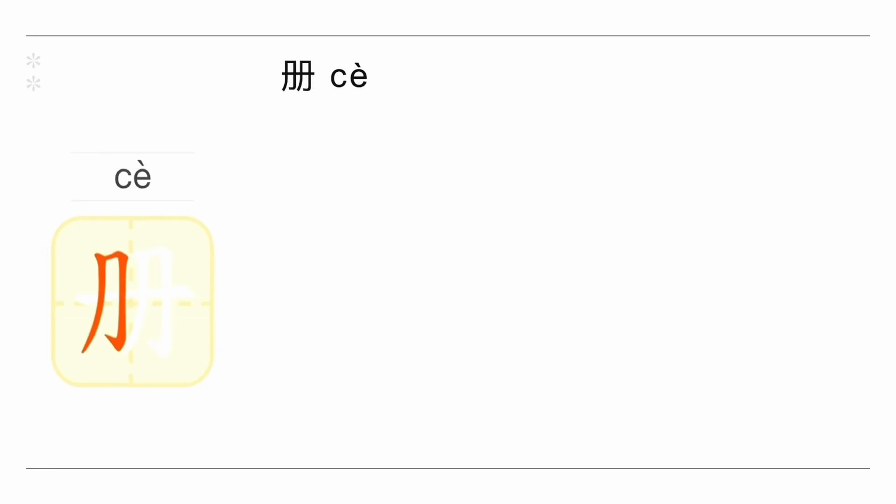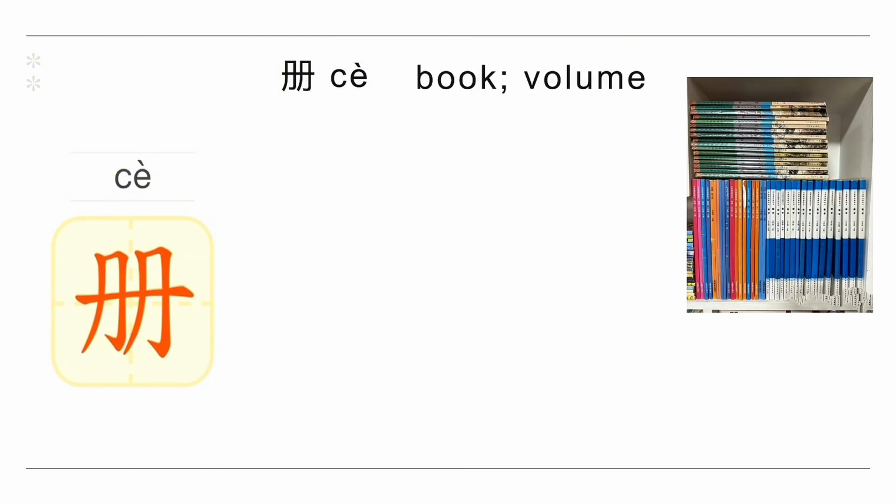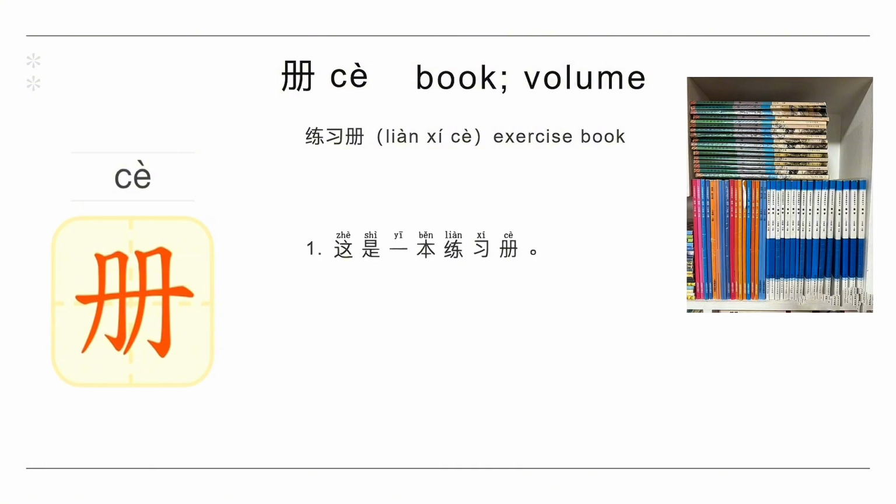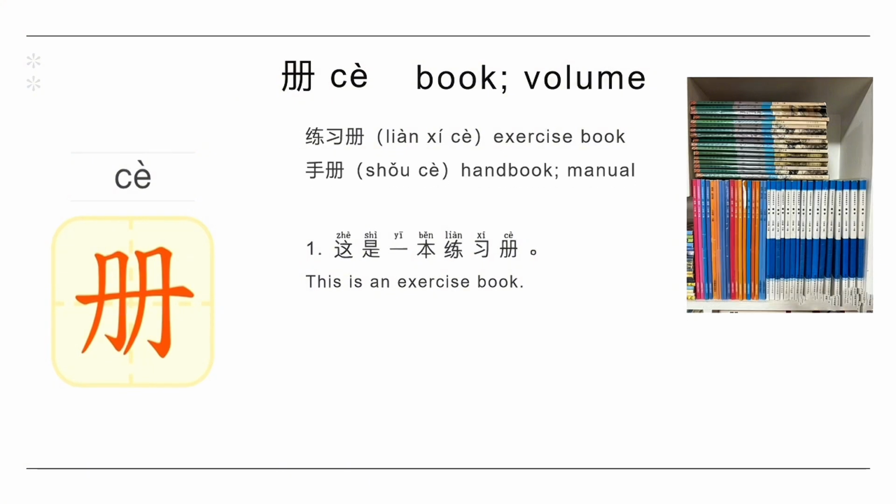This character is 册, fourth tone. It's usually used for rather thin books or booklets, manuals, etc. For example, exercise book, 练习册. 练习 exercise, 册 book. 这是一本练习册. This is an exercise book. Handbook, manual, 手册.